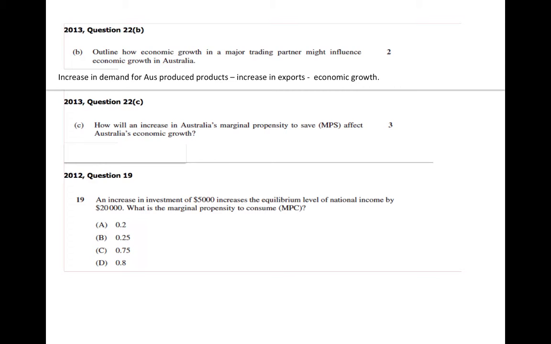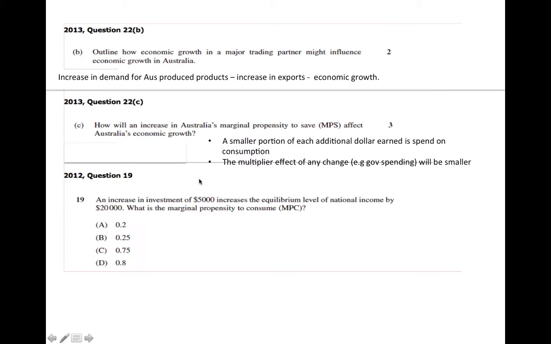Okay, so next question. How will an increase in Australia's marginal propensity to save affect Australia's economy? So remember, marginal propensity is talking about additional income, okay, and save, all right? So not consume, we're talking about save here. So if people are going to save more, a smaller portion of each additional dollar earned is spent on consumption, okay? So they're spending less, saving more, okay? Smaller portion of each additional dollar earned is spent on consumption.